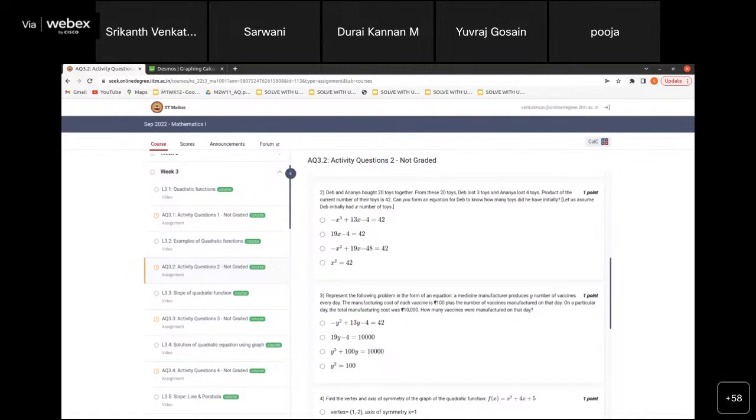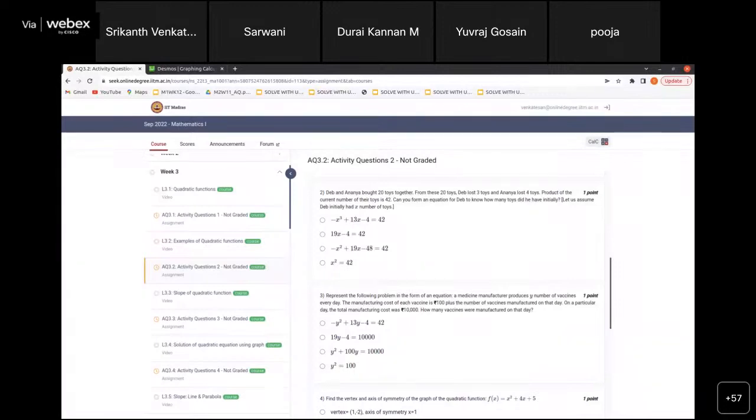There are two persons and they bought 20 toys together. So Deb and Ananya bought 20 toys together. Now remove Deb and Ananya. Whenever it's just the names, treat it like you and your friend bought 20 toys together. From these 20 toys, what happened? You lost 3 toys and your friend lost 4 toys.